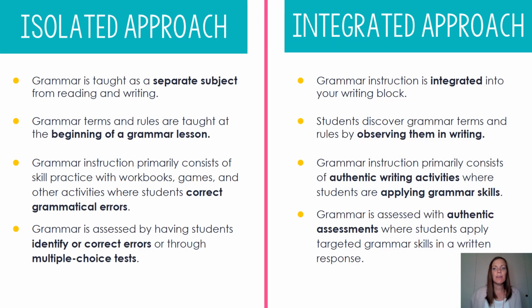So there are two different approaches that you can have when you're teaching grammar. There's an isolated approach and an integrated approach to teaching grammar. So let me explain the characteristics of each. In an isolated approach, grammar is taught as a separate subject from reading and writing. Grammar terms and rules are taught at the beginning of a grammar lesson. Grammar instruction primarily consists of skill practice with workbooks, games, and other activities where students correct grammatical errors. And grammar is assessed by having students identify or correct errors or through multiple choice tests.